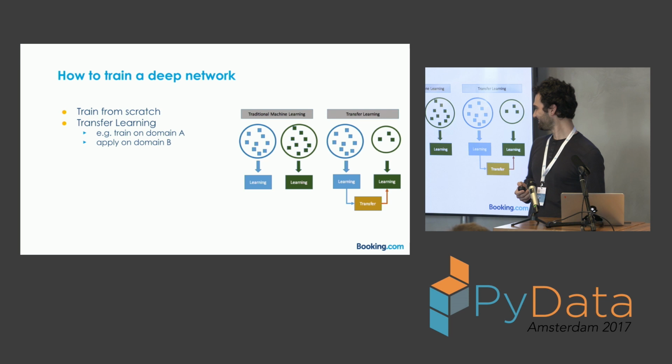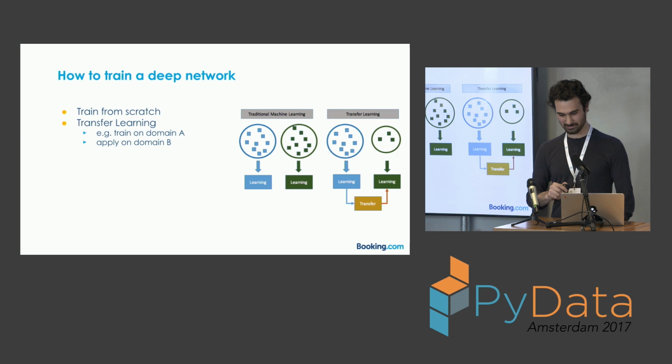So this is, again, about how to train a deep network, basically. I'd just like to mention, you can come up with two ways, right? You can get a lot of image data, you can collect your labels, and then train a network from scratch. That's a very well-known way to do it.